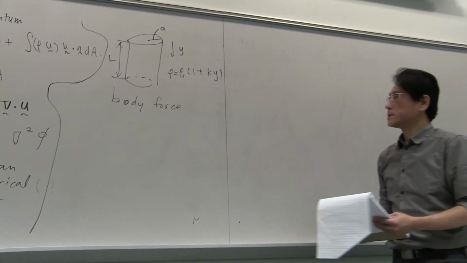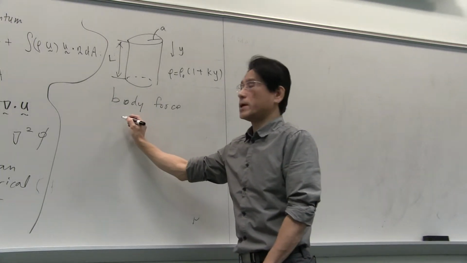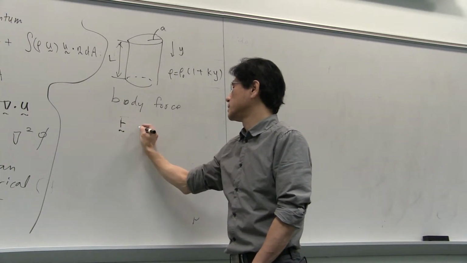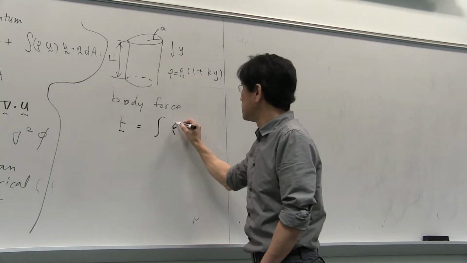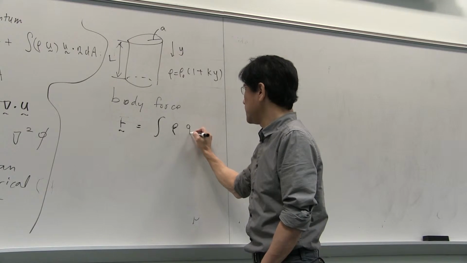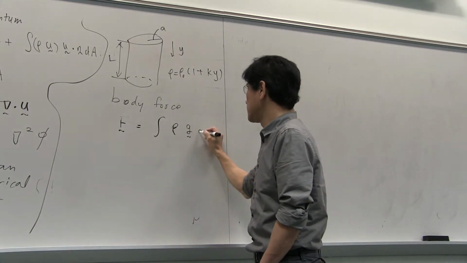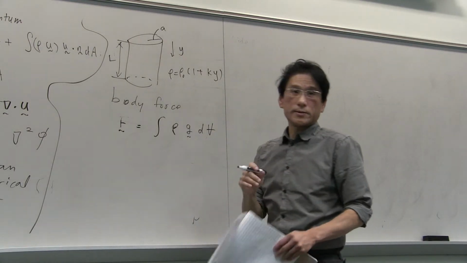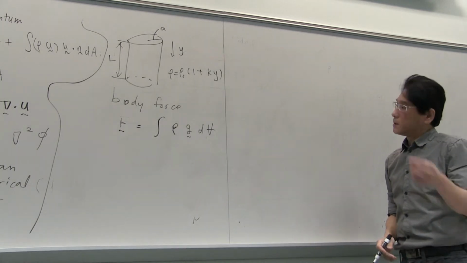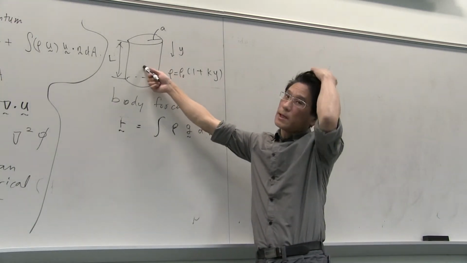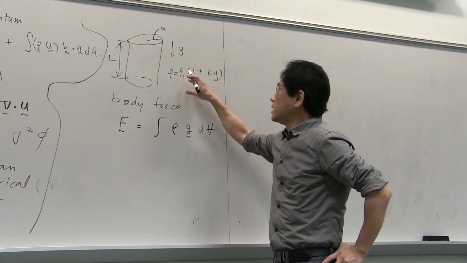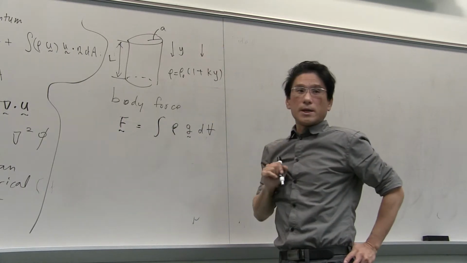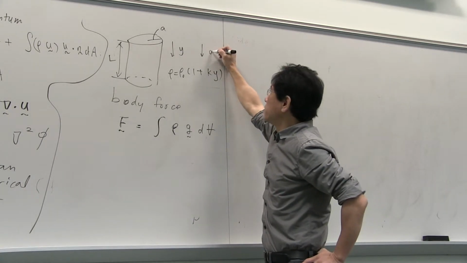Now what is the definition of body force? Body force is defined as density times the g vector times the volume integral. So this is the force actually acting on this cylinder due to gravity. Your gravity falls down toward the ground. So the g direction.